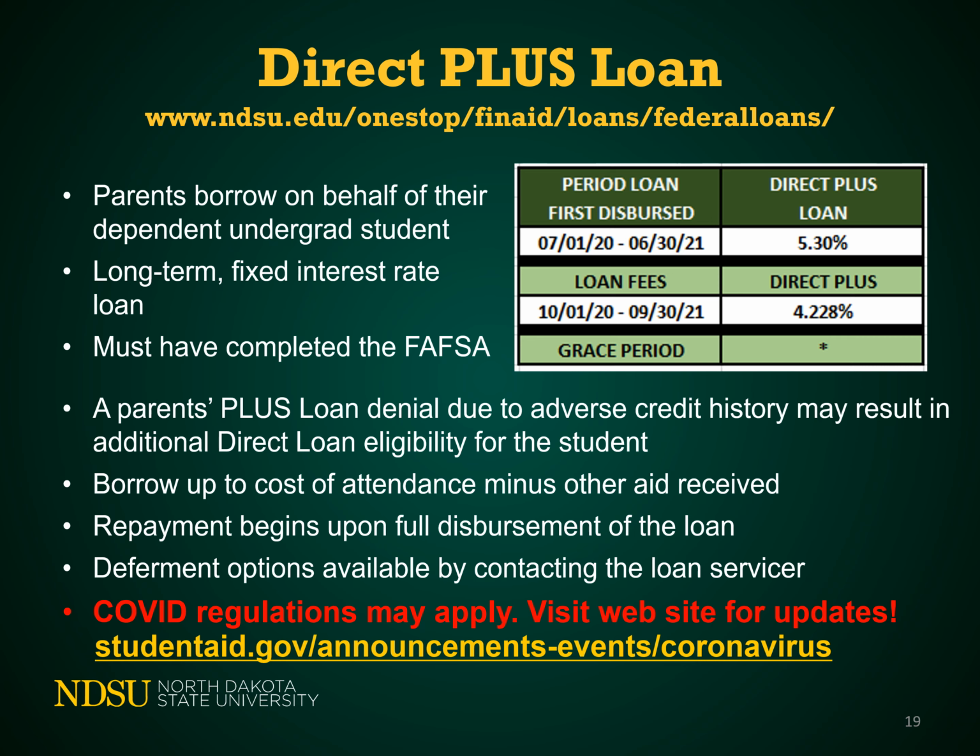Similar to other parent loan options, if you decide to use this one, be aware that repayment begins once this loan is fully dispersed. There may be payment deferment options available by contacting the loan servicer. The loan application can be found by visiting the parent loan link on the NDSU One Stop homepage. Also be aware that additional COVID regulations may apply. Be sure to visit the website listed here for updated information. One additional point, if you apply for this loan and are denied due to adverse credit history, please contact us through NDSU One Stop because your student may be eligible to be awarded additional unsubsidized loan funds.